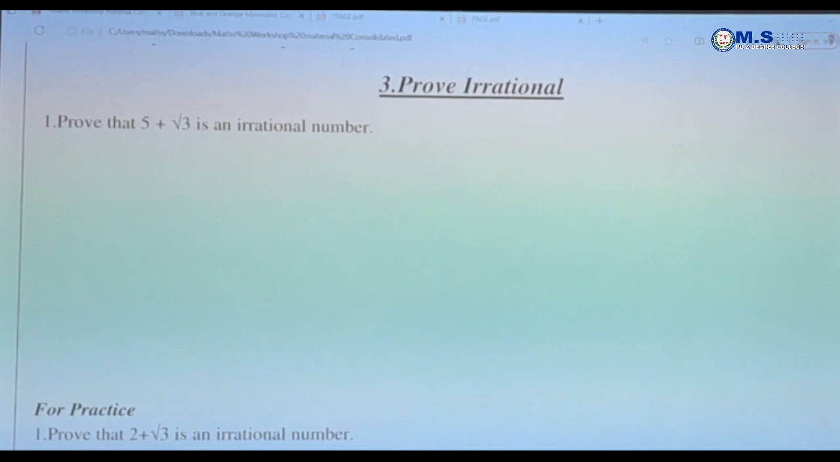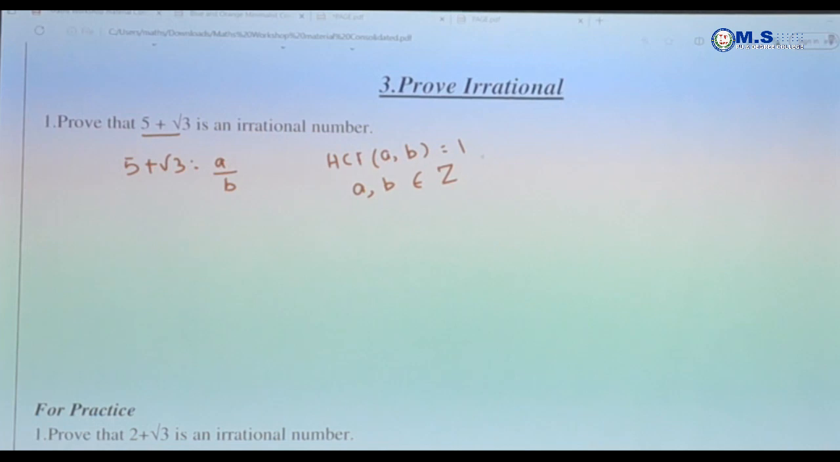So here it is very simple. You must practice the common steps. Very simple steps. So what is always the first step? Assume. Let us assume 5 plus root 3 as rational. Okay. Once it is rational, what is the rational form? A by B. Here what you have to write is either HCF of A and B is always 1, or you can write A and B belong to integers, where B is not equal to 0. You can write either of these. So HCF of A and B is 1.